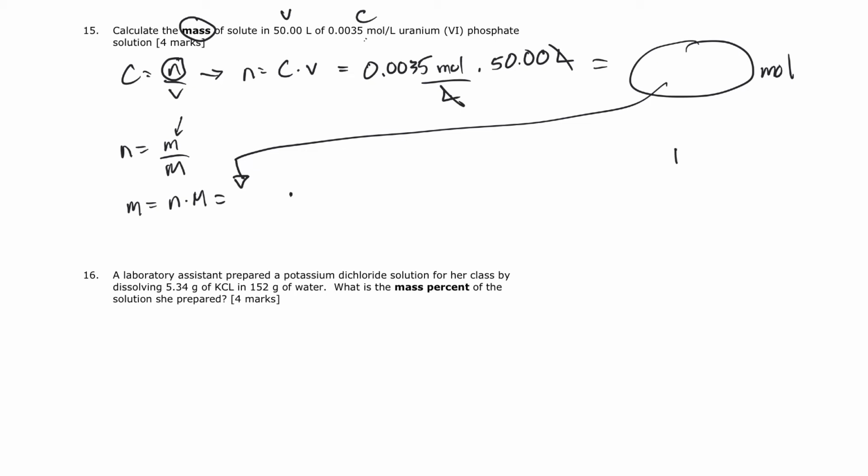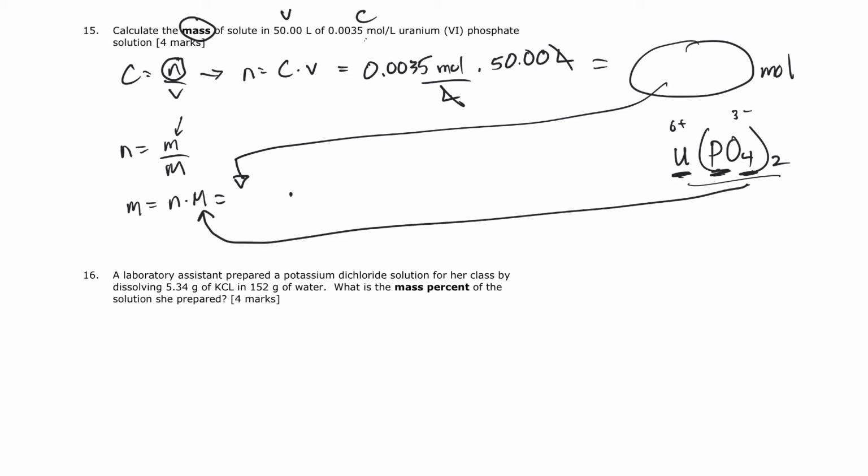So you've got uranium 6 phosphate. That's going to be a hard one to do. This is a 3 minus, this is a 6 plus. Oh, so I just need 2 of those. Okay, so figure out your molar mass of 1 uranium, 2 phosphorus, 8 oxygen, and that goes in for the molar mass. Multiply, and it looks like I've got right here 2 sig figs.